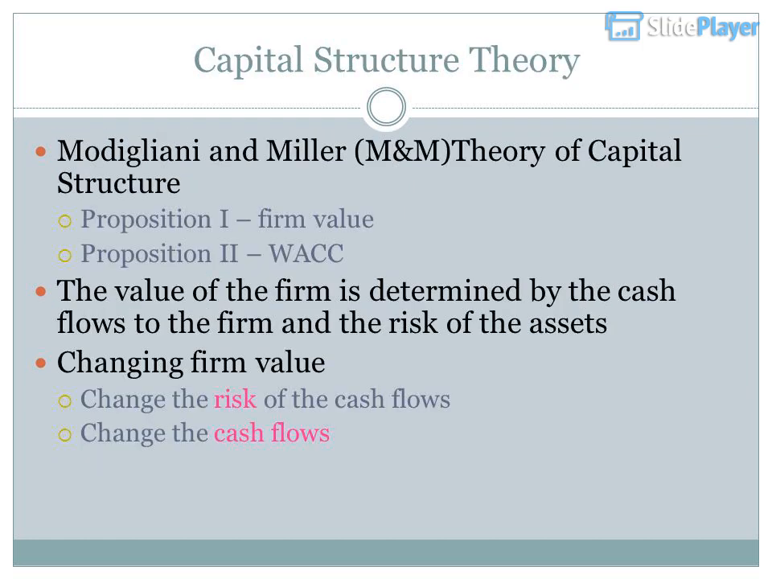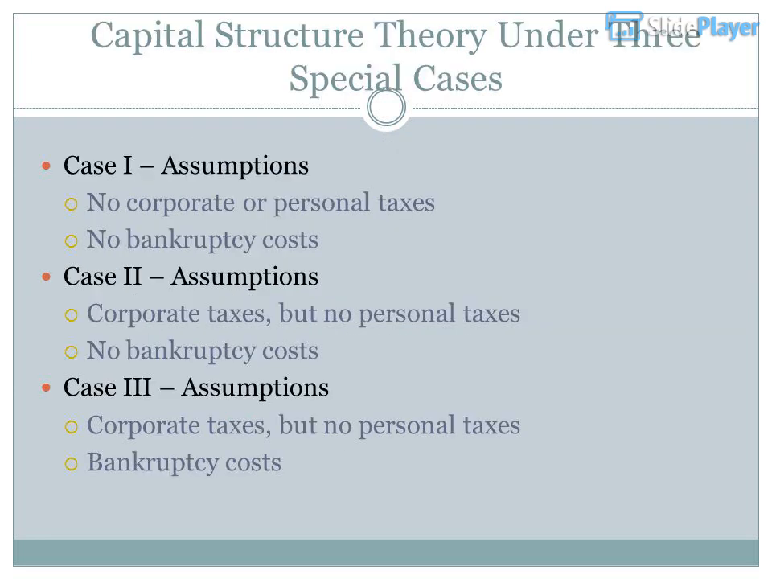Capital structure theory. Modigliani and Miller, M&M Theory of Capital Structure. Proposition I, Firm Value. Proposition II, WACC. The value of the firm is determined by the cash flows to the firm and the risk of the assets. Changing firm value: change the risk of the cash flows, or change the cash flows. Capital structure theory under 3 special cases.